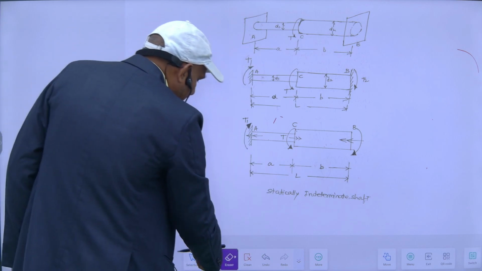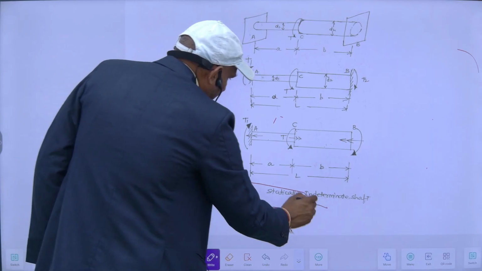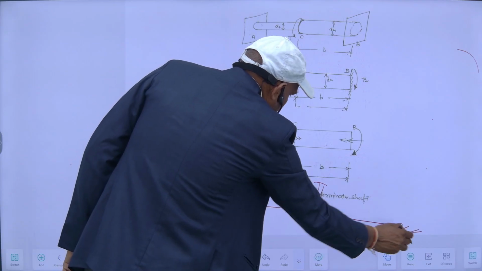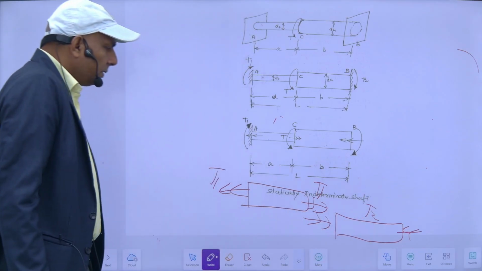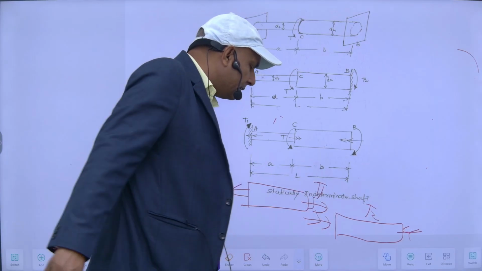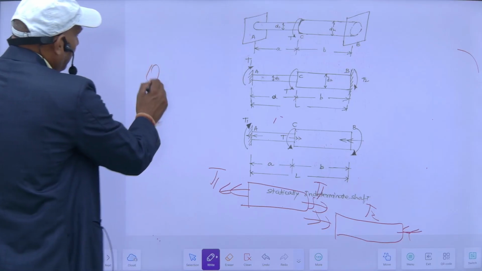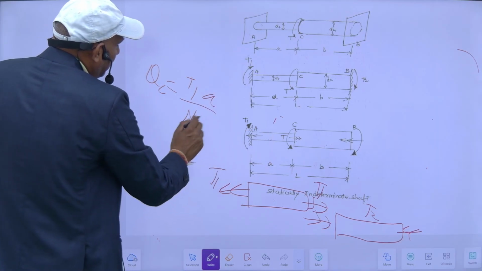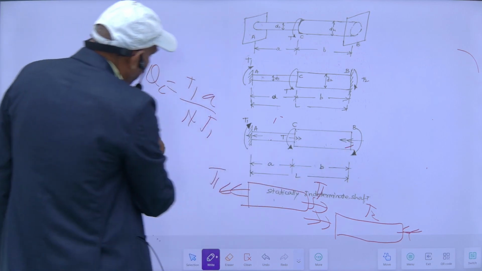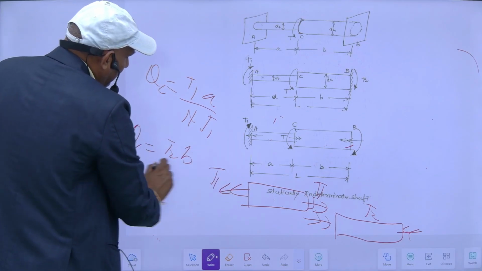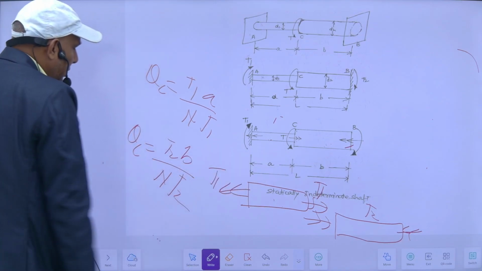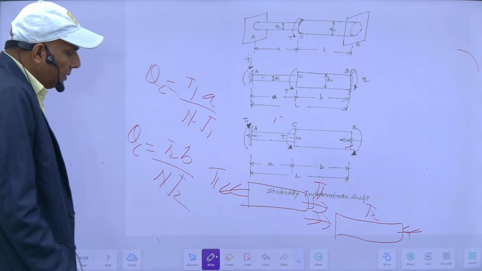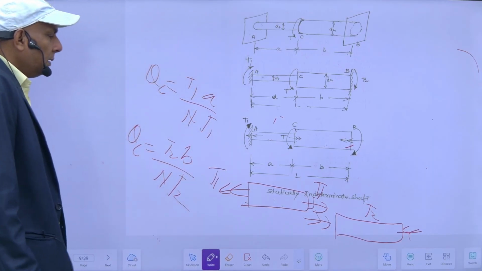So this free body diagram will be like this. This is T1, and for the CB portion it will be like this, T2. So their nature is opposite, one is like tensile, the other like compressive. If I calculate my theta C from this side, it will be T1 into its length A upon N into the polar moment of inertia of this portion. And if I calculate theta C from this side, it will be T2 into B, its length, upon N into its polar moment J2. So they are both equal and opposite, showing that theta B is equal to 0, with the same nature.